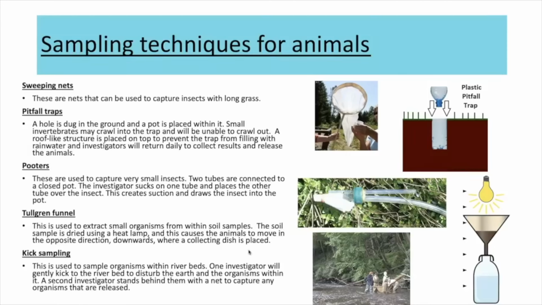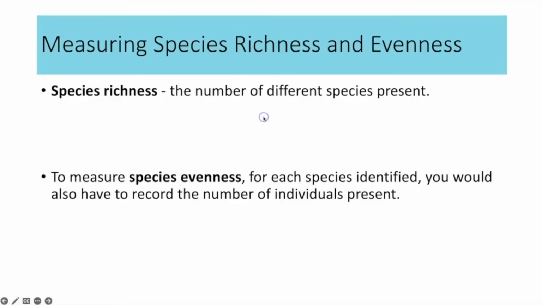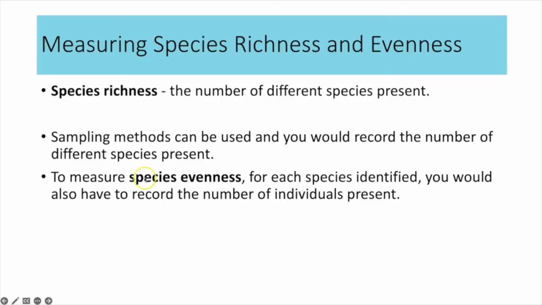Now, from all of these techniques, you could then count how many different species you have, and that'd be a way to measure species richness. So species richness is the number of different species present, and sampling methods, as we just said, could be used to record that. But if you want to know species evenness, you would have to record how many different species are present, but also count the number of individuals present in each species. Because species evenness is the idea of, do you have a relatively equal amount of individuals in different species?